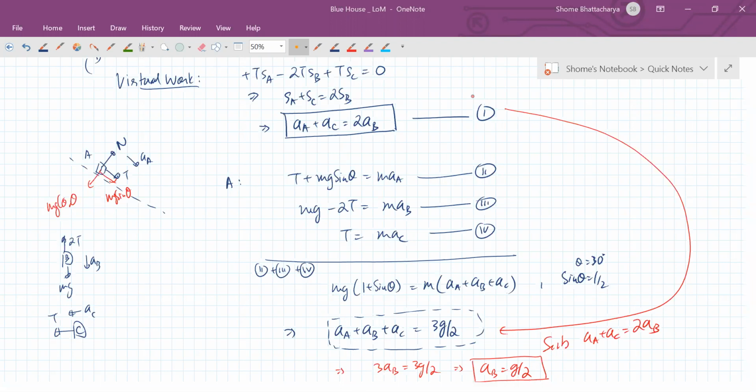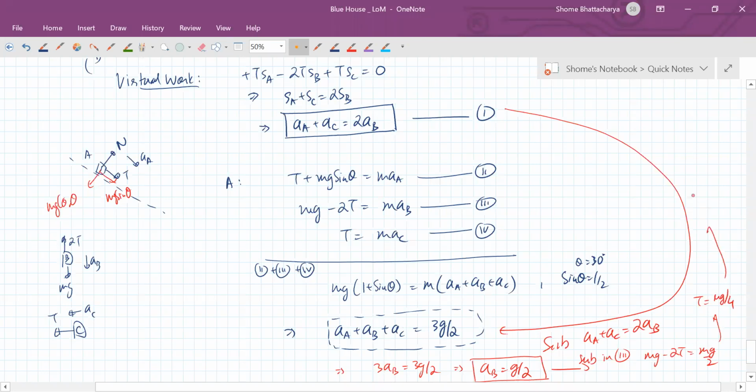Okay. Then what you do is you substitute this in equation 3. So you'll get mg minus 2t is m into g by 2. So from that you'll get tension as mg by 4. Okay. So now substitute that in equation 4. So you'll get acceleration of C as g by 4 and you'll get acceleration of A as 3g by 4.